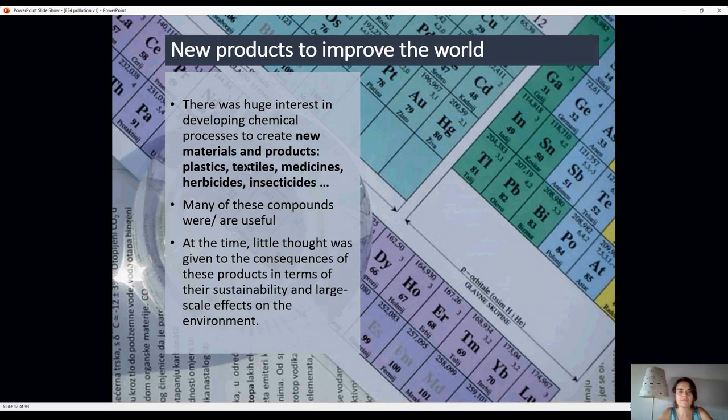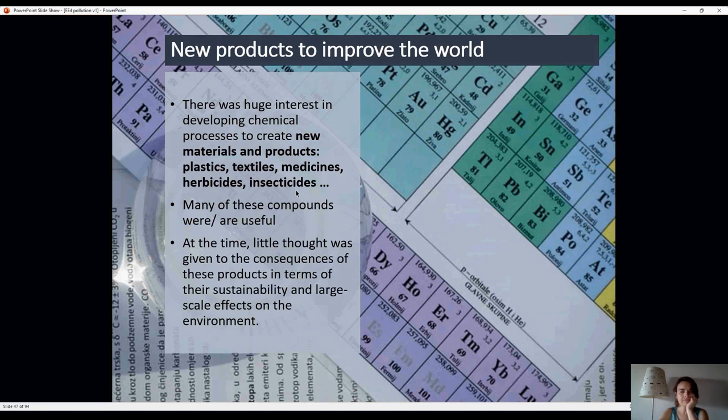The idea of textiles, materials which have excellent physical properties for wearing, but which can be made on huge scale in nice colours and what have you. These are also things which became more prominent after the Second World War, and of course herbicides, insecticides, because part of the development was the Green Revolution, which is about making agriculture more productive.